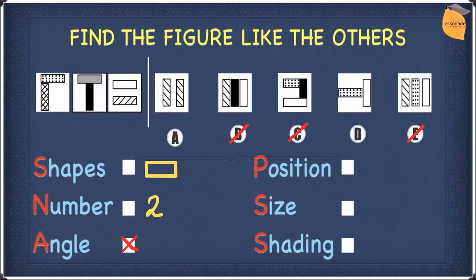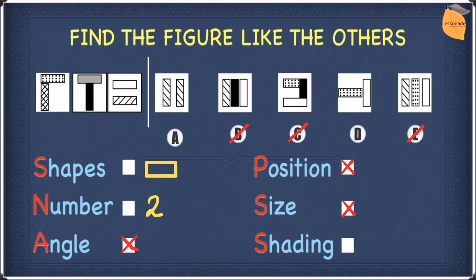Let's move on to position. In terms of position, they're all placed randomly in random places. So position, we can't really use it to find the answer, so position doesn't work either. Let's move on to size. In terms of size, all the rectangles, they're the same size. So size doesn't work either, and we can't really find anything to use with size.